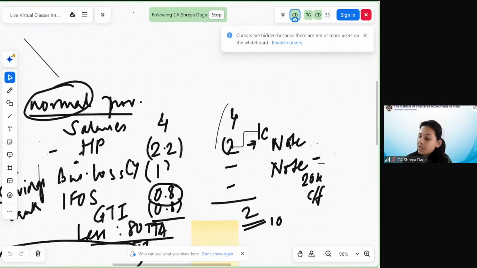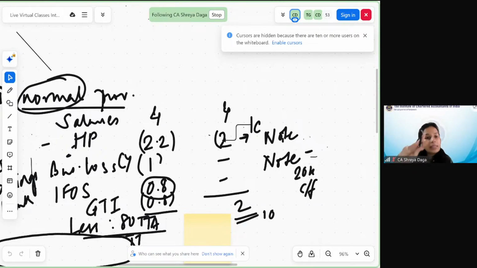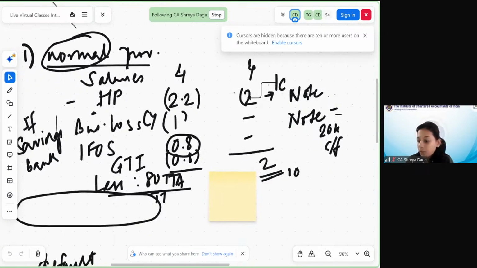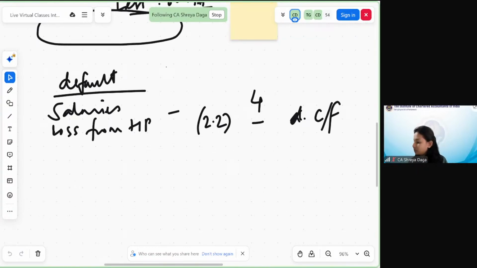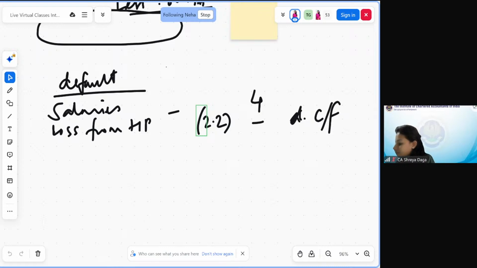What I was saying is, even in the first case where you have used 2 lakhs of house property loss, you should mention a note that 20,000 you will carry forward and use in the subsequent years. In the normal provisions you can carry forward, so you will mention that. And over here, when you cannot use the loss from house property, no, ma'am, we cannot use it in the default regime. Loss from house property you cannot use. It cannot even be carried forward.